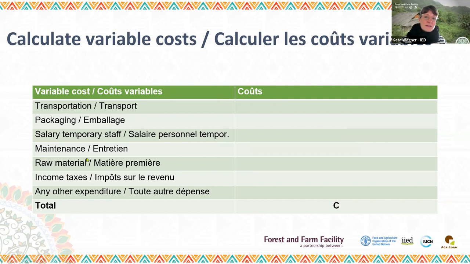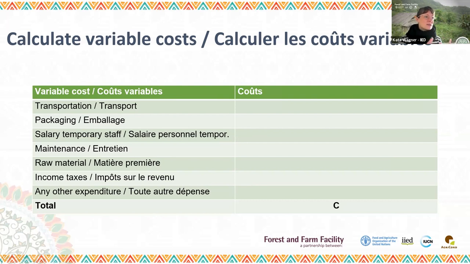So the variable costs are related to the quantity that you produce. They will change depending on how much you produce. So things like transportation: how many trucks will you need? How many rounds on the bicycle will you need to transport the product? How much packaging material will you need? What is going to be the salary of staff that you will need to employ when it's the picking season for that particular fruit you're going to process?